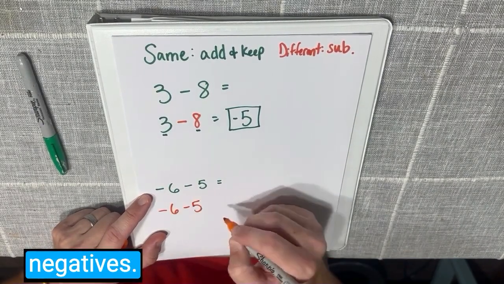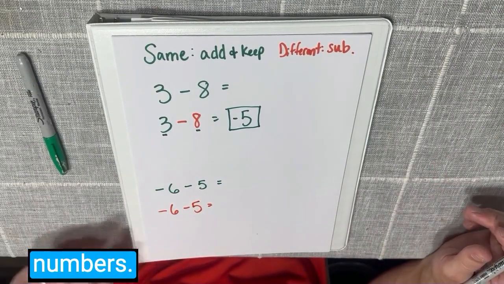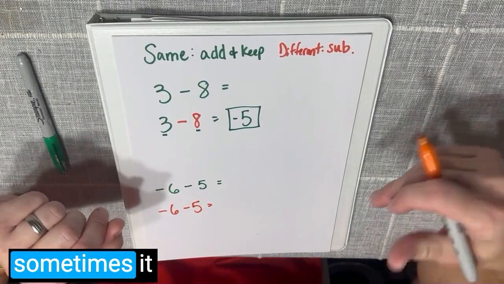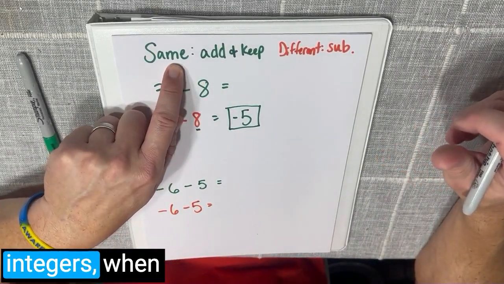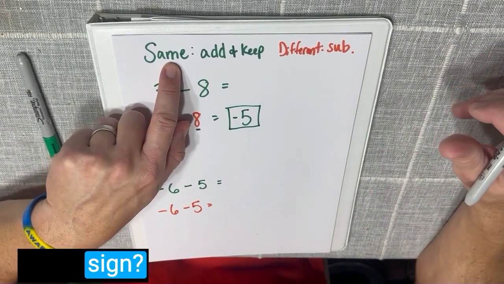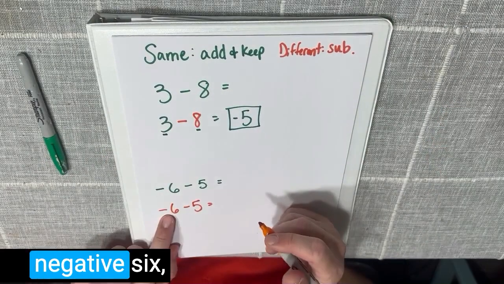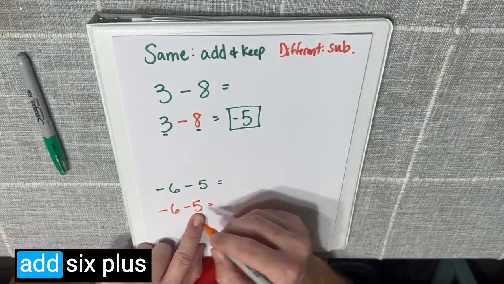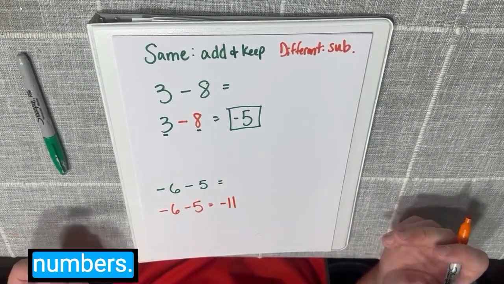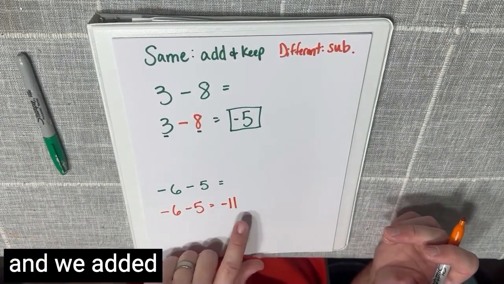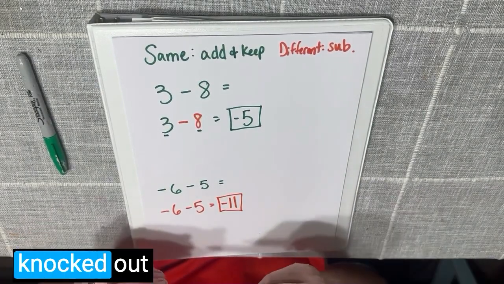They're both negatives. So when I look at that, you see how they're the same color? They're both orange because they're both negative numbers. So when we see that same color, sometimes it can remind us that, hey, they're the same. And what do we do when we have 2 integers when we're adding or subtracting that have the same sign? What do we say to do? We said to add and keep the sign. So -6, -5, we're going to add. 6 plus 5 is 11, and we keep the sign. Both were negative numbers, so we kept the sign negative, and we added them and made it 11, and that is your final answer. So just like that, we've already knocked out 2 mathletes.